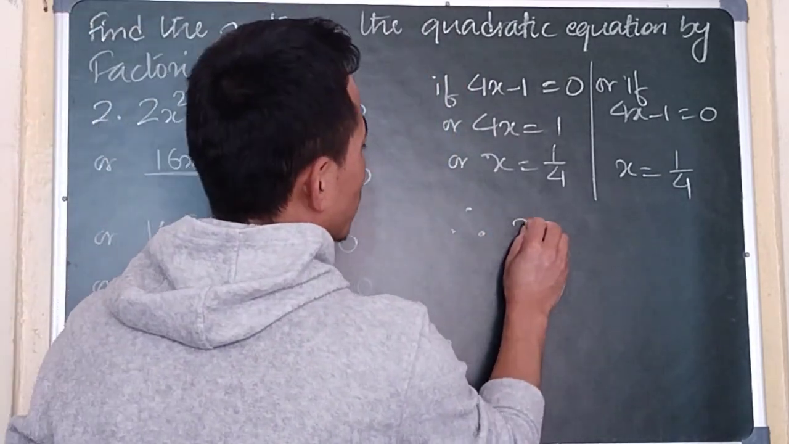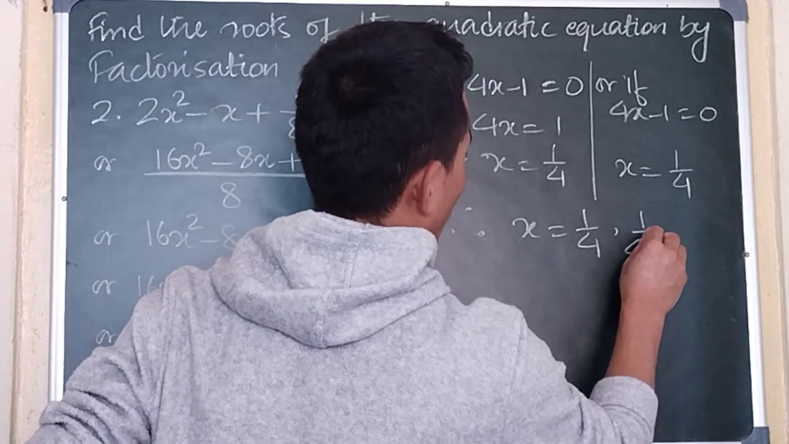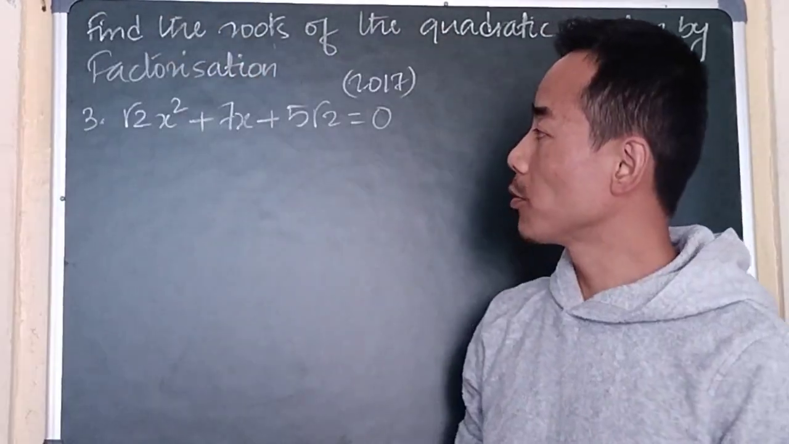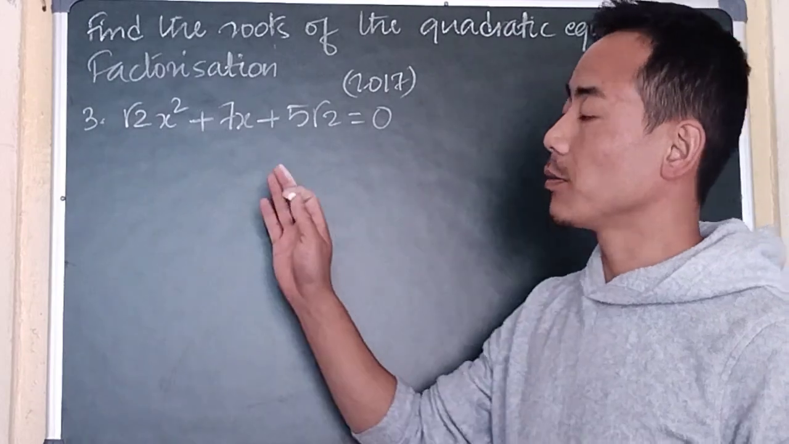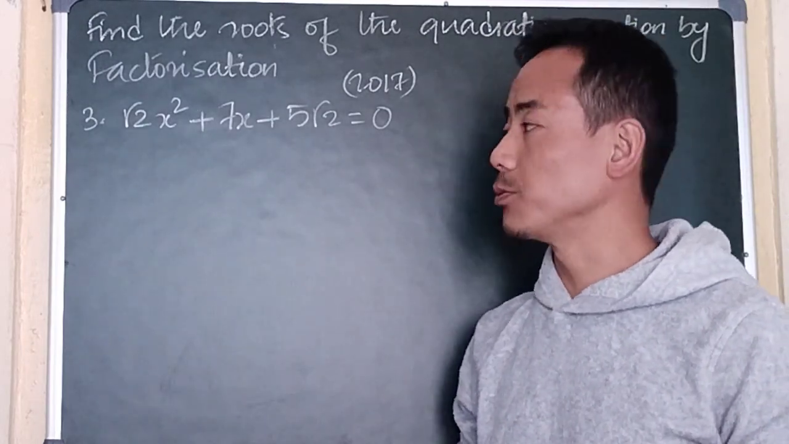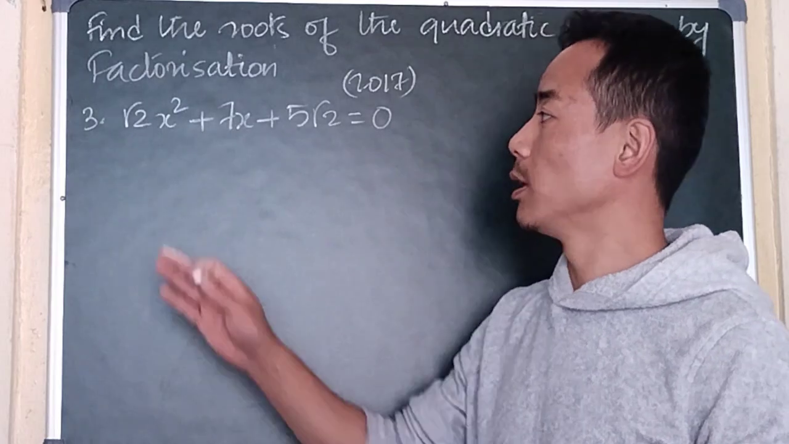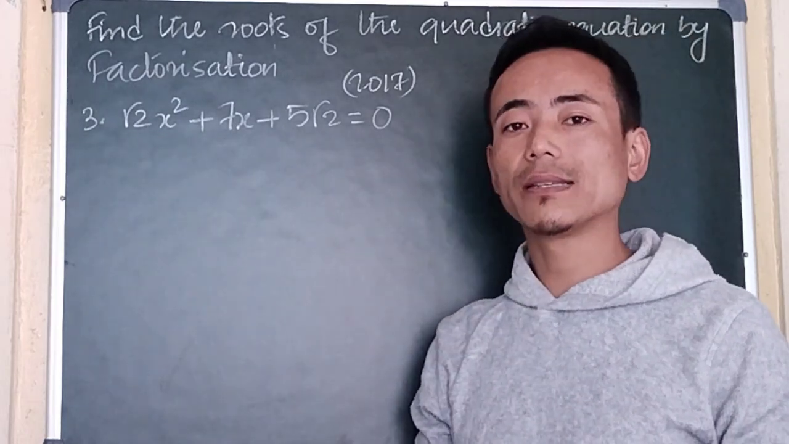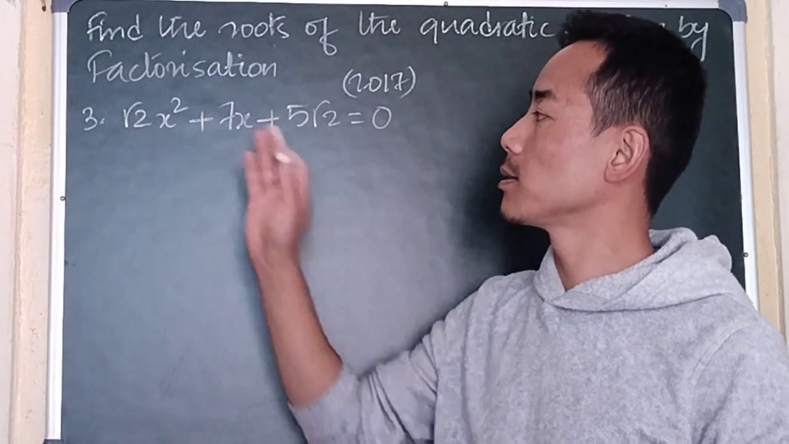Alright, so therefore the two roots are 1 by 4 and 1 by 4. So question number 3, this has come in 2017 also. Now this question is slightly different from the first two. Here we have digits with the under root. Most of the questions in the exams will be given with the roots, so you have to practice such questions.